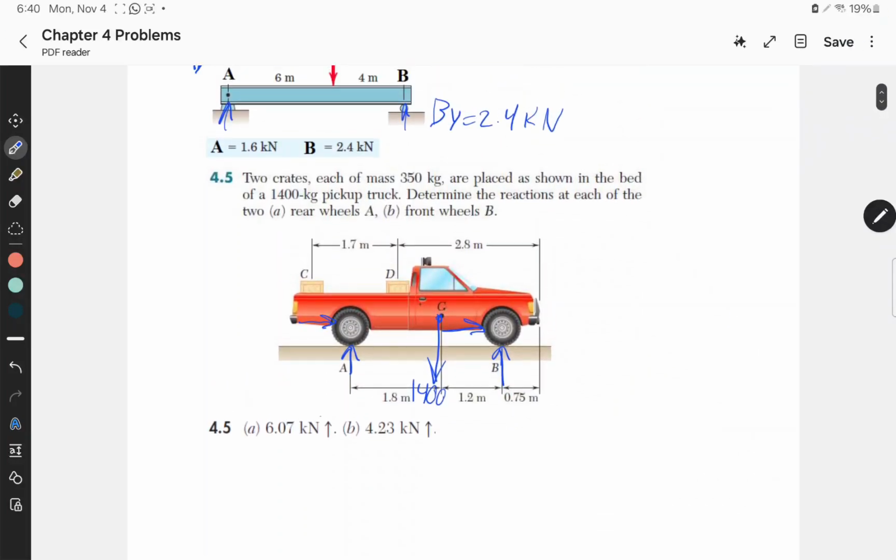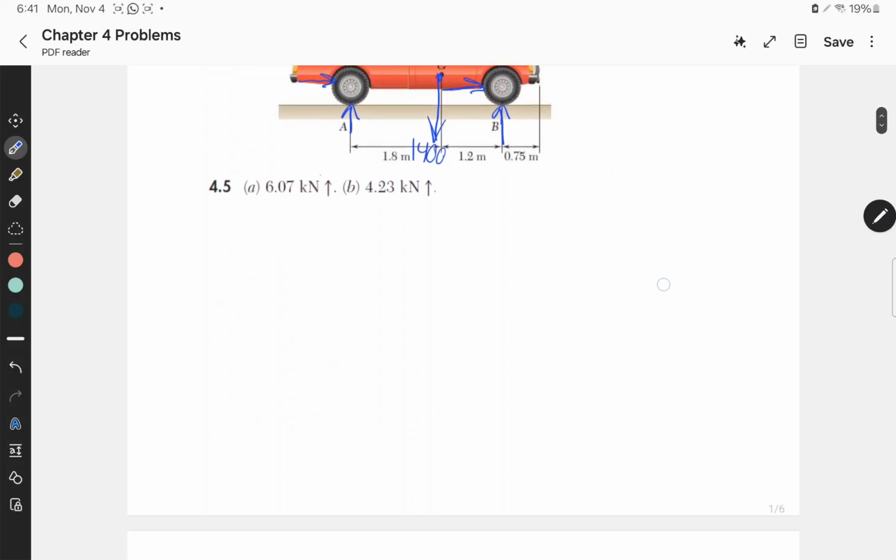Forgot where we left off. We're trying to find reactions at A and B. You're just gonna find moment, and with moment you'll find this. This one's kind of like the other one, so I'm gonna skip it.